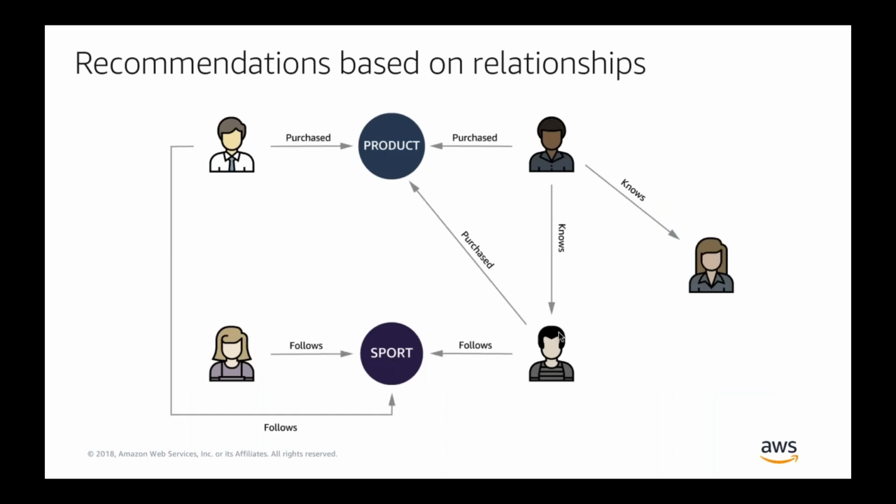Let's go through a couple of examples. This is looking at a recommendation example. On your left, you'll see there's some shared interests, there's some product purchase, and then on your right, you'll see some social information.